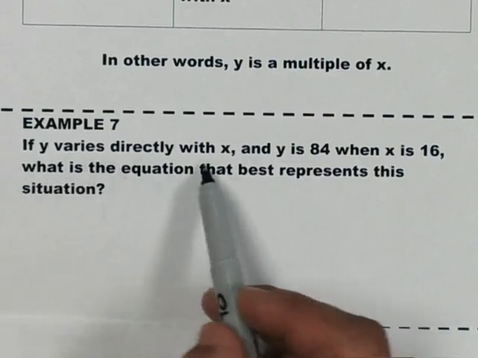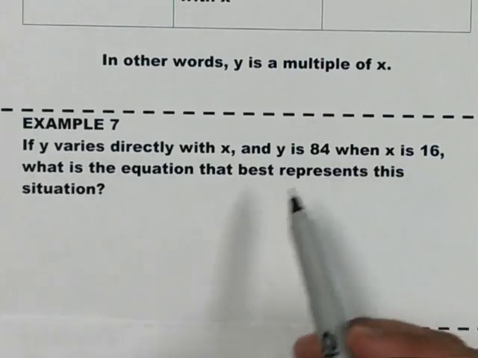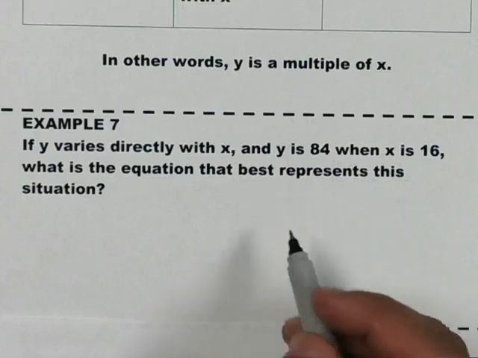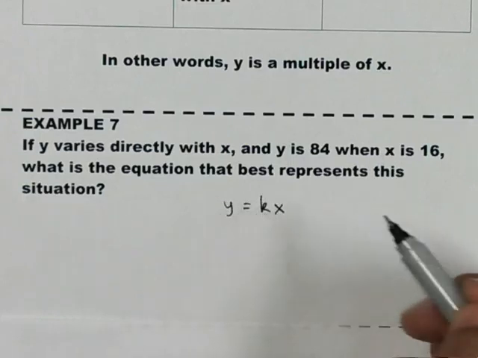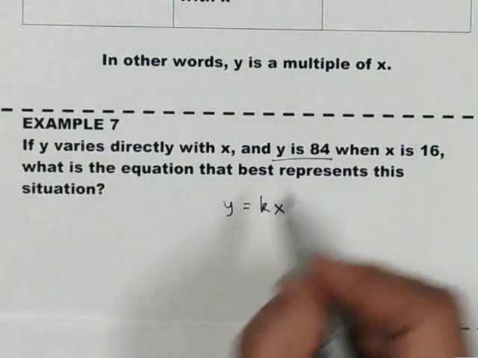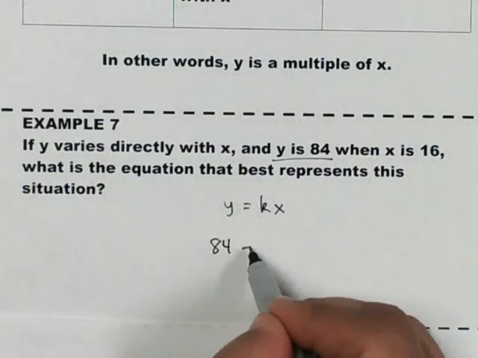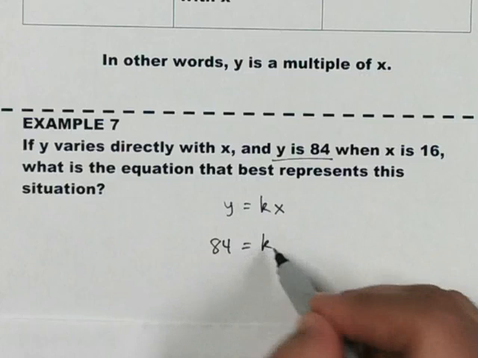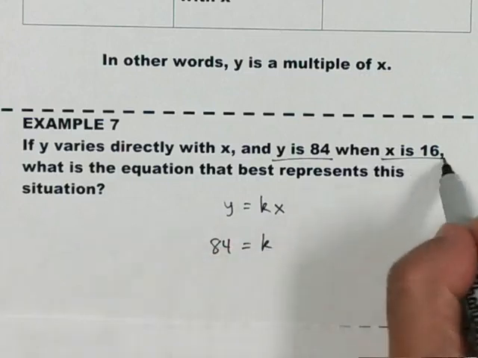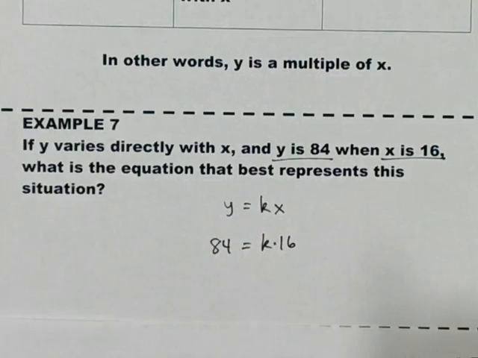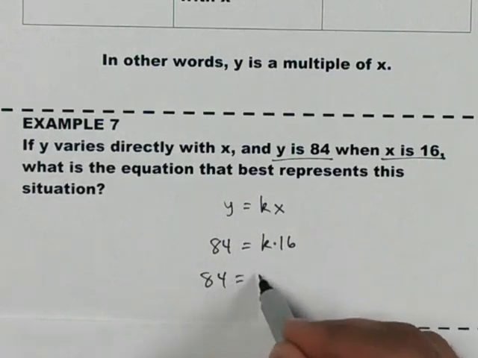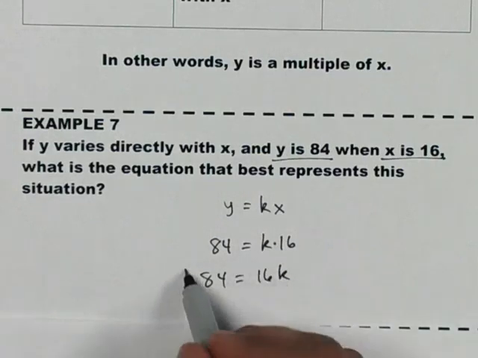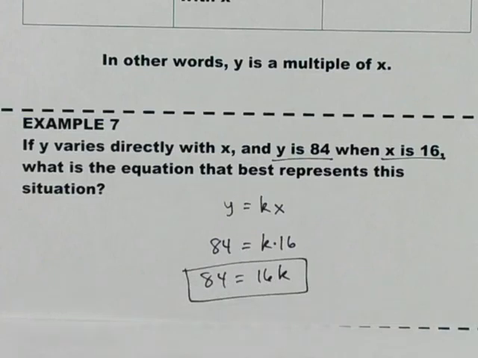Example 7, y varies directly with x and y is 84 when x is 16. What's the equation that best represents this situation? All right, so remember the general formula is y equals kx. Y is 84, so I'm just going to substitute 84 equals k, my constant that I don't know yet, and x is 16. So 84 equals k times 16. Standard notation, we would write 16k. And that's going to be the equation. You can solve this, but the problem just says, what's the equation? So I would stop there.